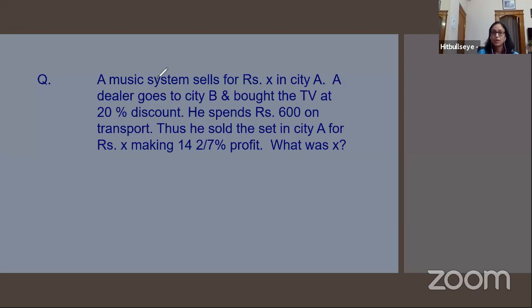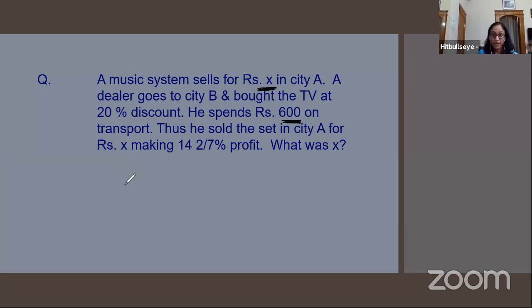Let's see how. A music system sells for rupees X in city A. So now I'm not in a position to avoid X. X is not that big an enemy. So I will have to take it because it is being used in the question now. A dealer goes to city B and bought the TV set at 20% discount. You know, sometimes you do that. So you go to some other city and you try to buy it at a discount, but then obviously you spend something on the travel cost also.